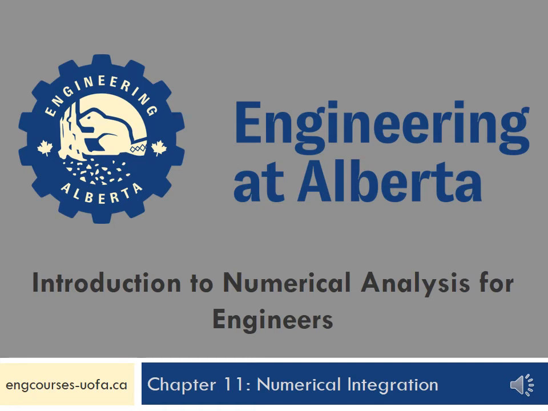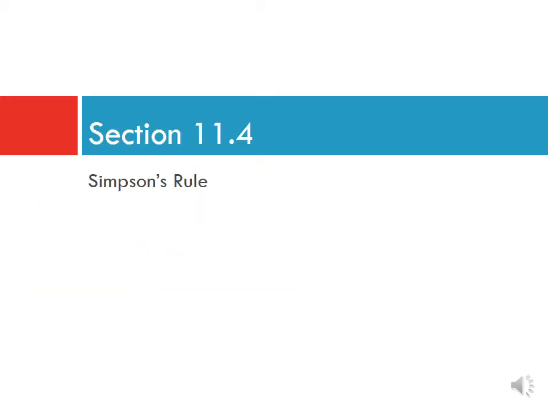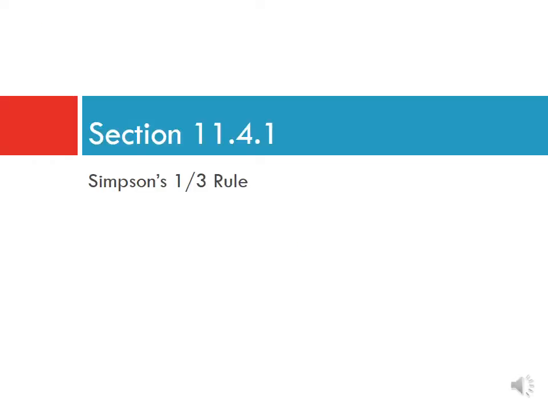In this video, we're going to continue our discussion of different methods to perform numerical integration. And in particular, we're going to talk about the Simpson's rule. So there are two different Simpson's rule formulations that we will discuss. First, the Simpson's 1/3 rule, and then the Simpson's 3/8 rule. So we will go through these two methods in detail. So first, let's talk about the Simpson's 1/3 rule.